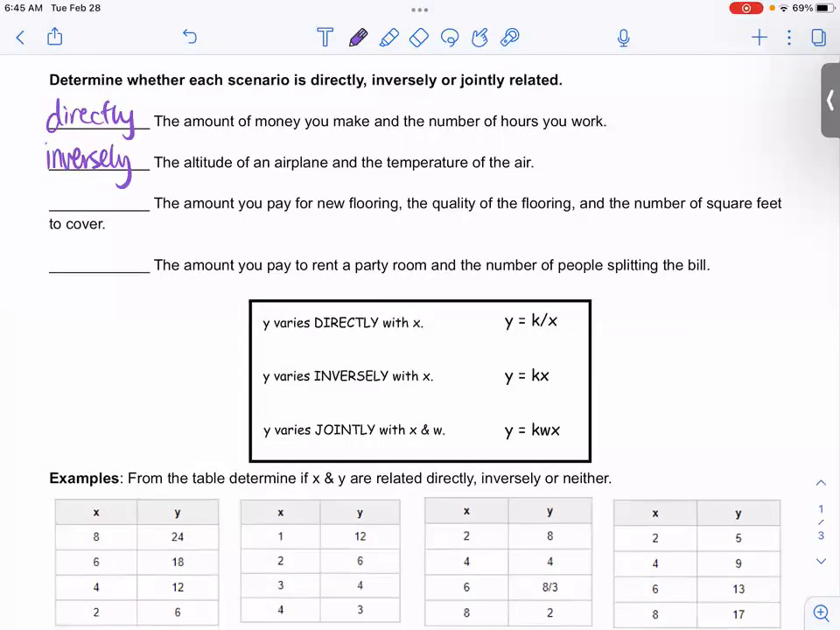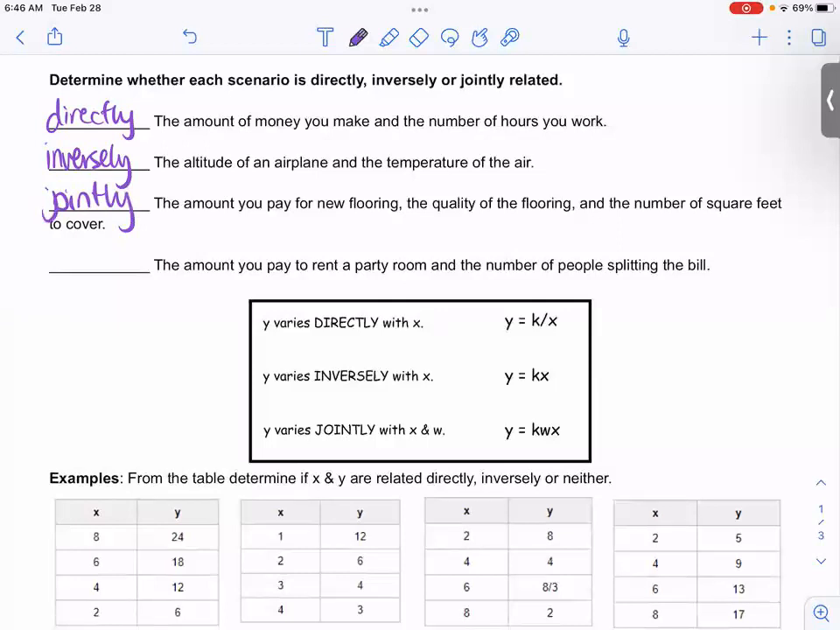And then jointly just means that there's more than one variable impacting something. So the amount of money you pay for new flooring, the quality of the flooring, and the number of square feet. Because we have three variables at play, that's going to be a jointly related situation because those variables can take lots of different forms. So that would be a jointly related situation.